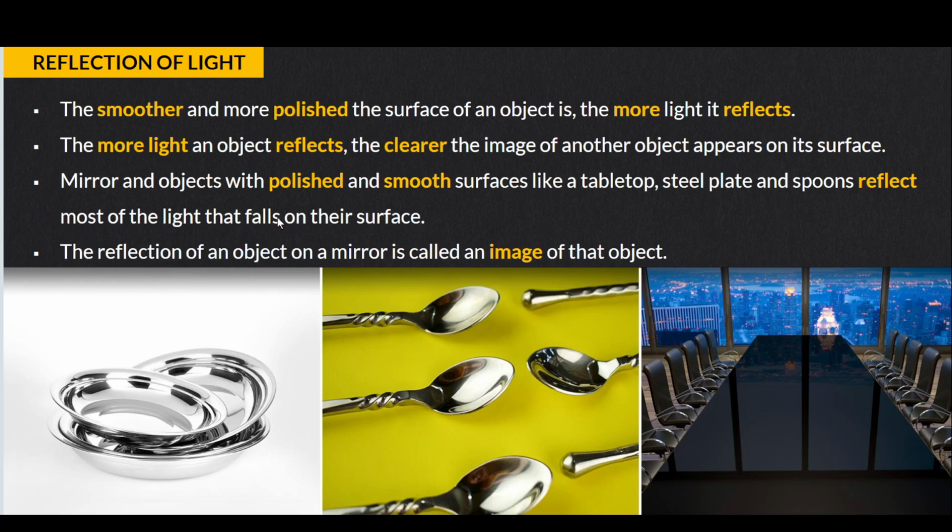Mirror or an object with a polished and smooth surface like a tabletop, steel plate, spoon reflects most of the light that falls on its surface, and the reflection of an object in a mirror is called an image of the object, right? Like I told you. Is this clear?